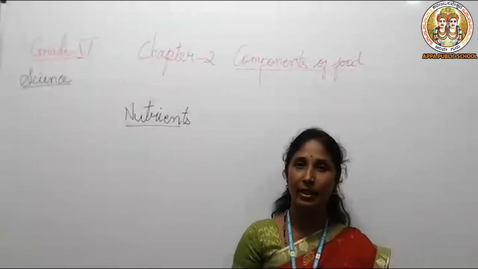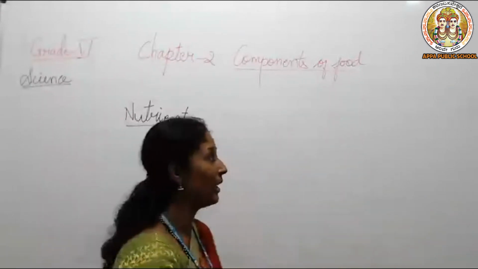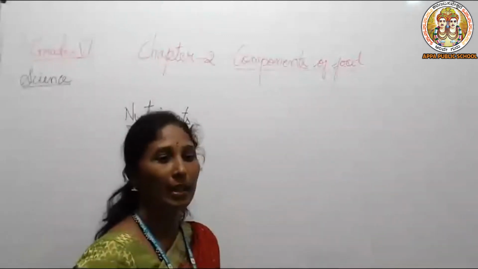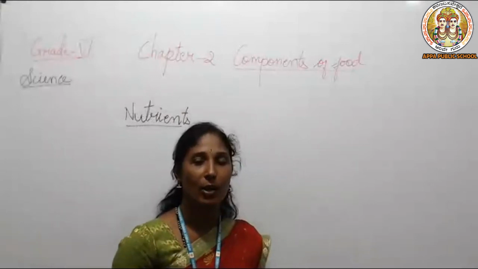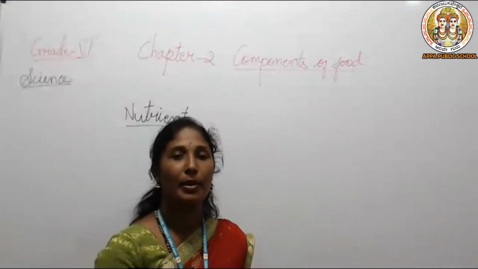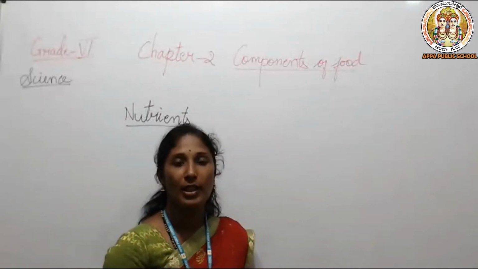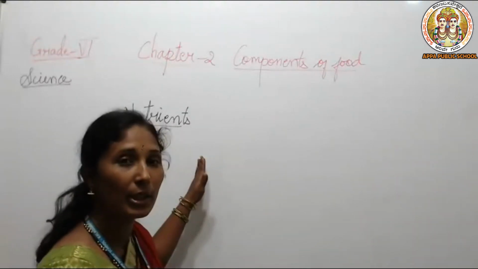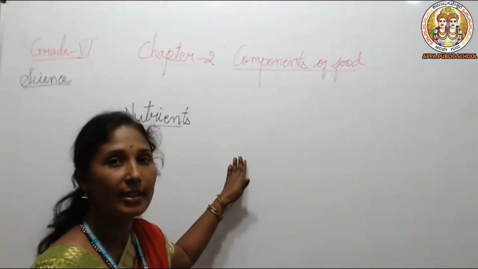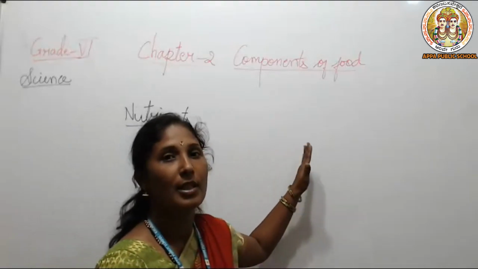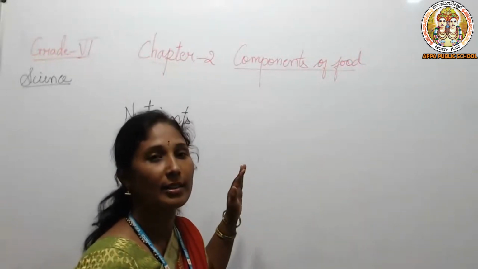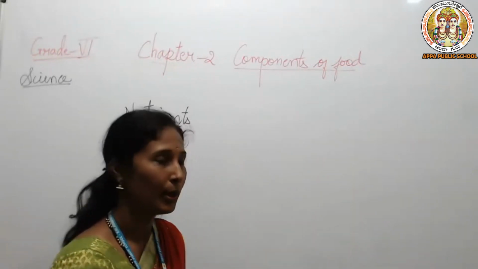Today I am here with the continuation of the second chapter, components of food. Before going to the topic, let us recall what we studied in the previous class. In the previous class we studied about nutrients. What is a nutrient? The ingredients in food contain some components that are needed by our body. These components are called nutrients.